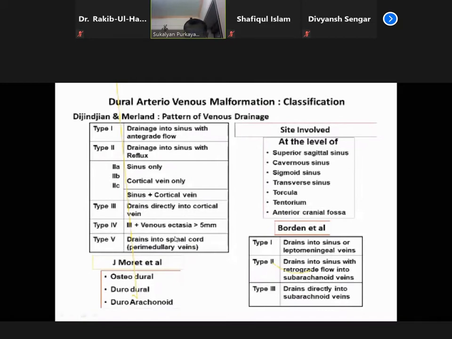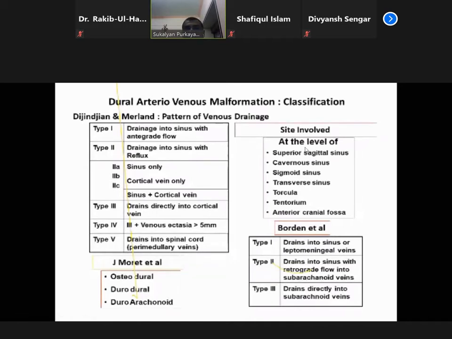It can be a posterior fossa dural AV fistula, which can drain into the posterior fossa veins, and in addition to that, it can drain into the perimedullary veins. So that makes it type 5. Usually the patient presents with venous hypertension and myelopathy features in those cases.